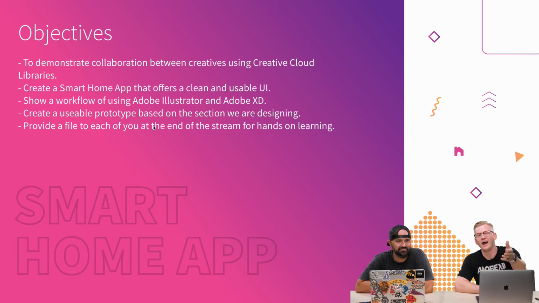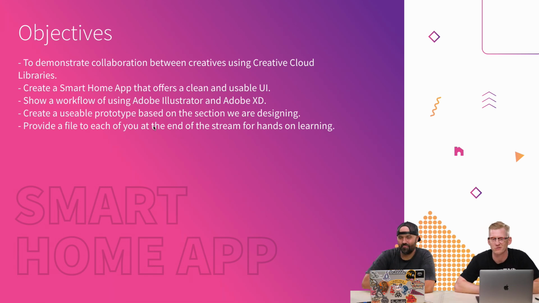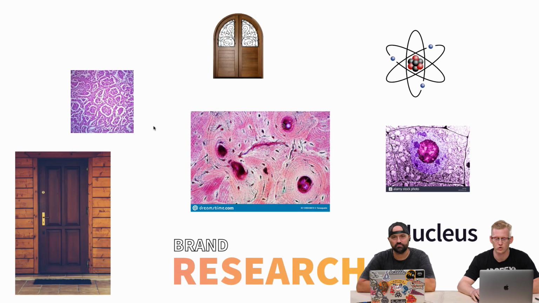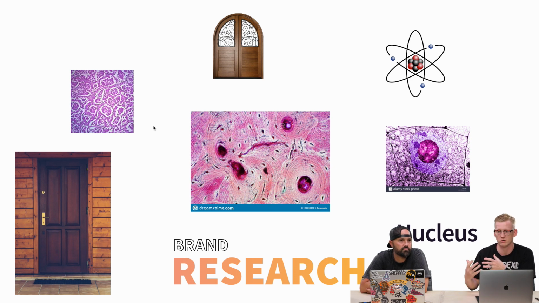So after we're done with that, we're going to provide the file to each of you at the end of the stream so you can have some hands-on learning. So let's talk about brand research really quick. The brand research that we came up with for this, and after we're done, Rogie's going to actually go into that and build a logo, was we wanted to go around the word nucleus, right?